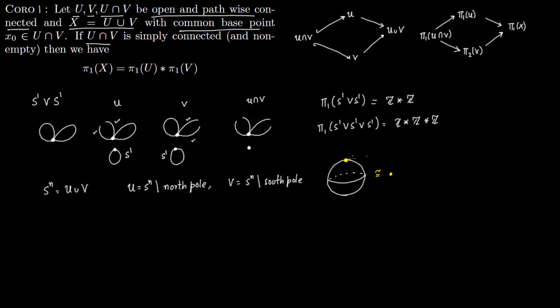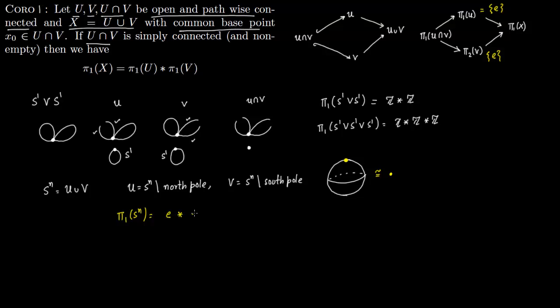So for this, say U is Sn minus north pole. So the fundamental group here is trivial. Similarly for V, if you take the south pole out, this will again deformation retract to a point. So this is also trivial. So you just have two trivial groups here. So that would mean that this pi 1 of Sn is equal to a trivial group.